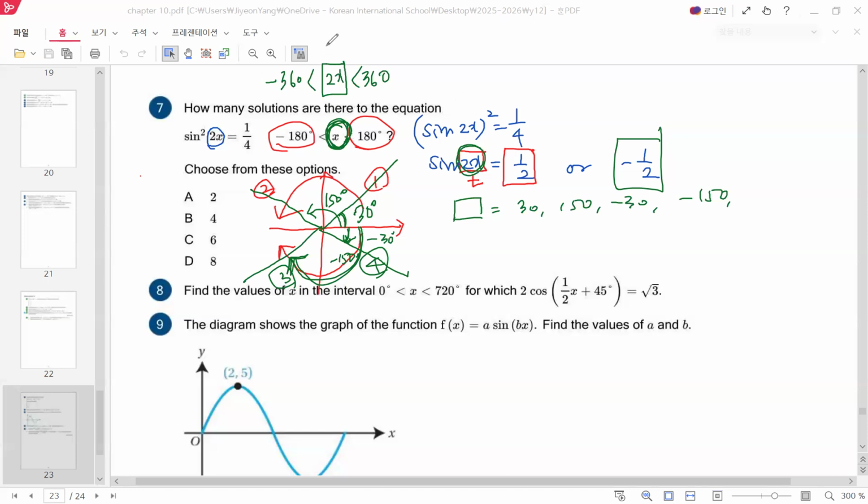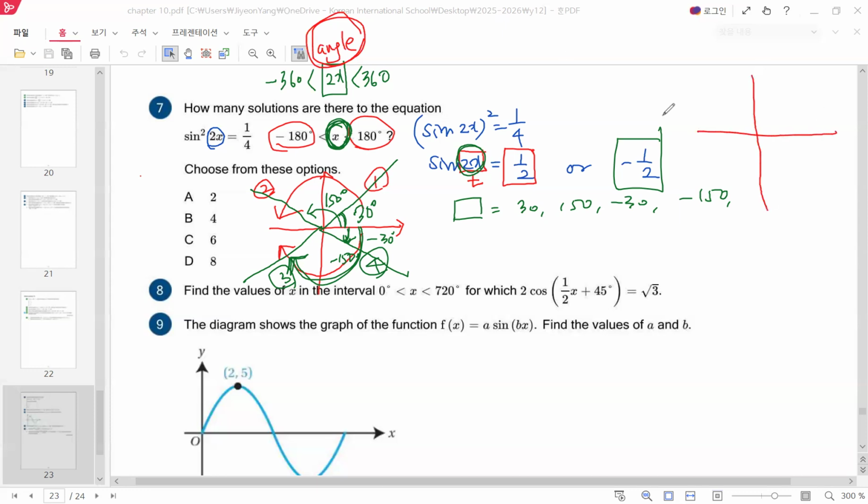So for a certain angle, you need to find the angle whose sine value is 1 over 2 from negative 360 to 360, and whose sine value is negative 1 over 2. You need to find the angle between these two. Do you understand? Okay.